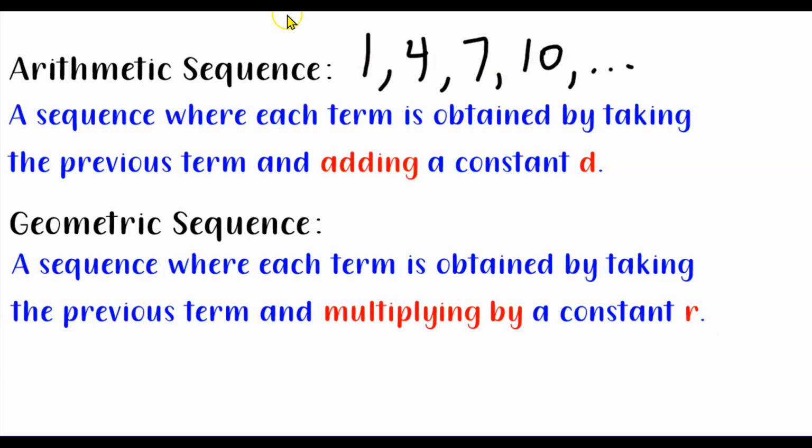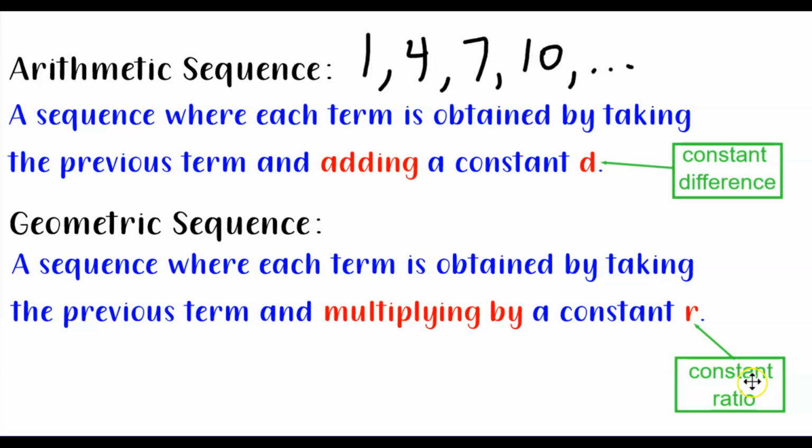Now, I don't know if you've noticed, but the d and the r don't really make sense when you're talking about adding and multiplying. Well, the d is a common difference, or a constant difference, and the r is a common ratio or a constant ratio. And that just means, like in a geometric sequence, if I multiply by 2, 2 times 2 is 4, 4 times 2 is 8, 8 times 2 is 16.